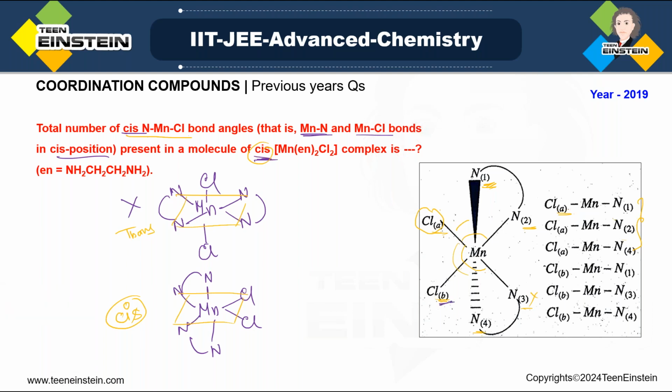Now what about the other chlorine? For chlorine B, the relationship with N4 is cis, that is present. With 3 also it is cis. With 1 also it is cis. But with 2, it is 180 degrees, so you cannot keep that. So these 3 are for chlorine B and the first 3 are for chlorine A. In total we are getting 6 such bond angles. So the correct answer will be 6.